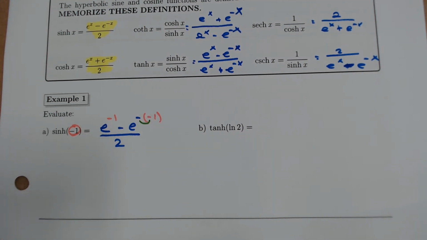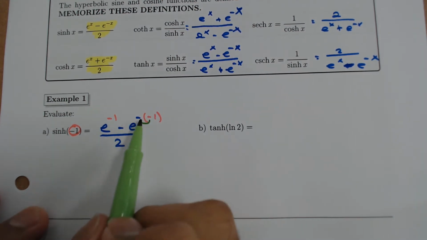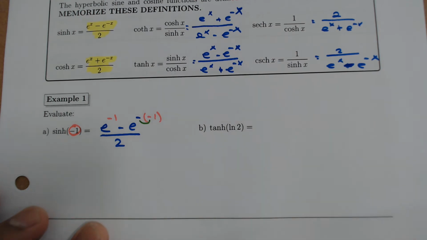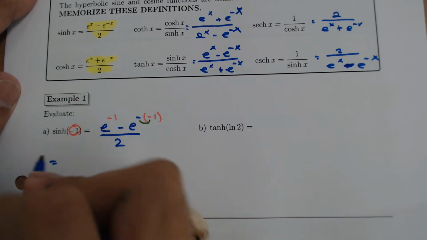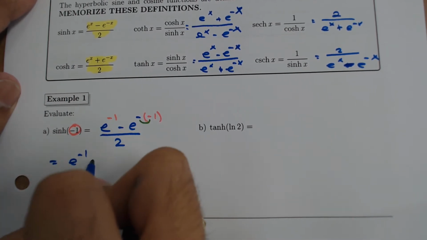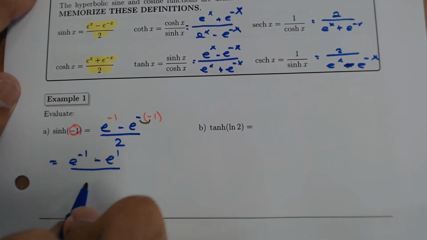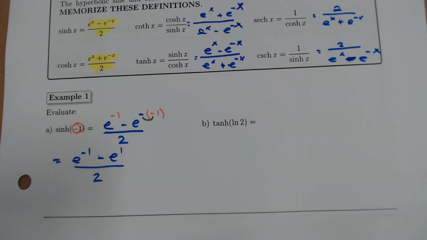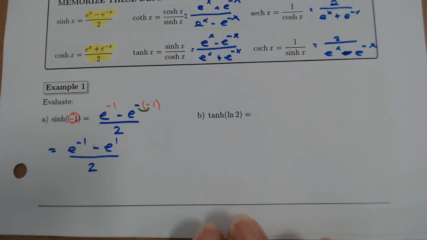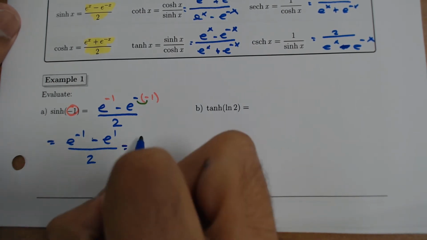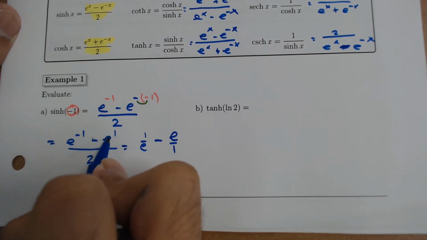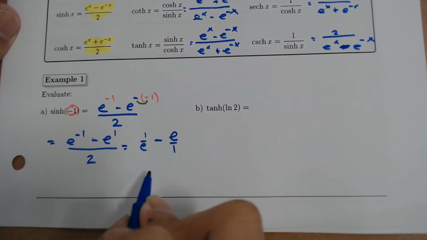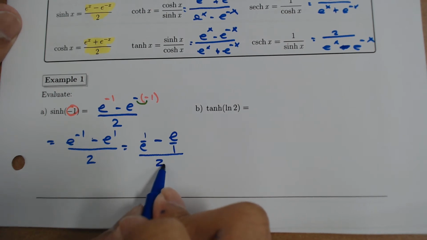becomes positive. Have you ever heard of the smile rule? A negative times a negative is positive, because what do we have? A smile, so it's positive. Yeah, I know it's very cheesy. So e to the first over 2. So that's 1 over e minus e over 1, and this e to the first is simply e, which is e over 1, all over 2.